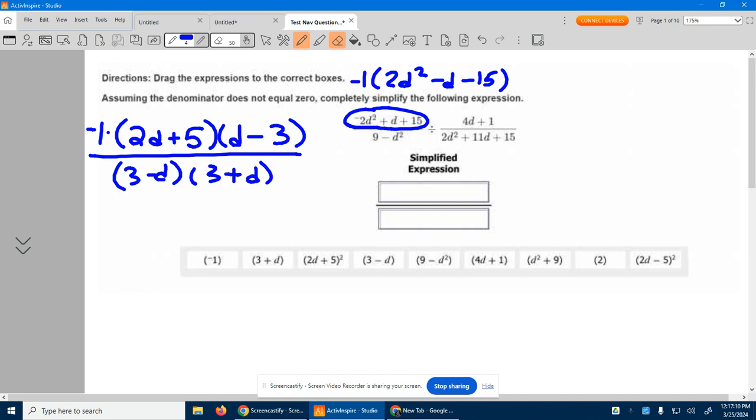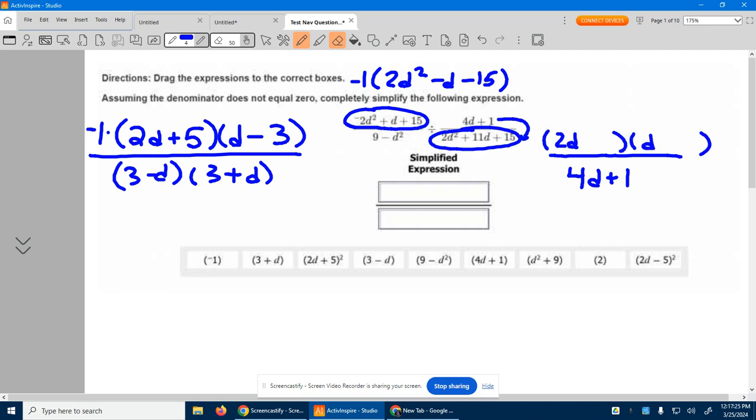Now we're dividing. That means this guy's coming to the bottom. So in the bottom, I'm just going to do it over here. You got 4d plus 1. This moves up top. Well, that's a 2d and a d. And again, you could use the bus b method to get these answers, that I've taught you.